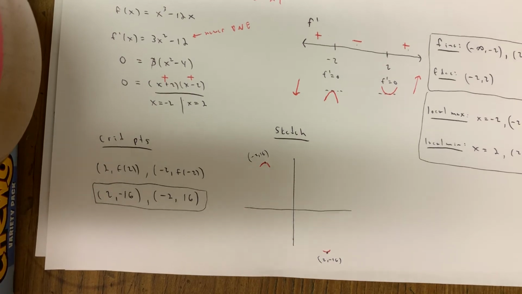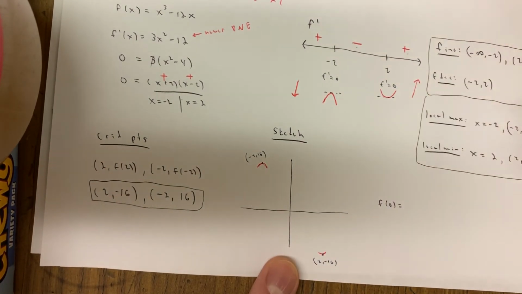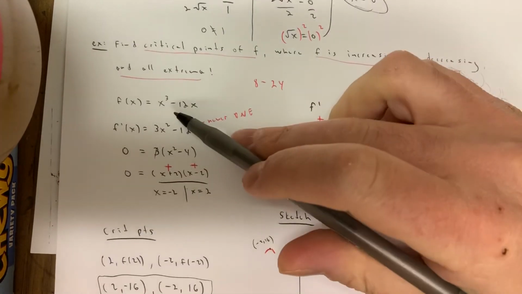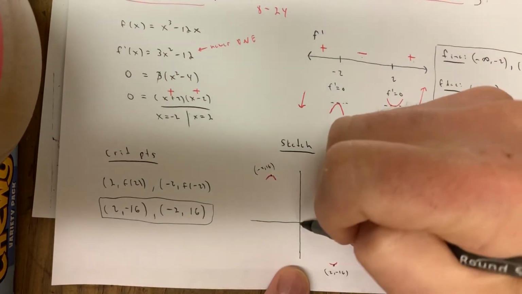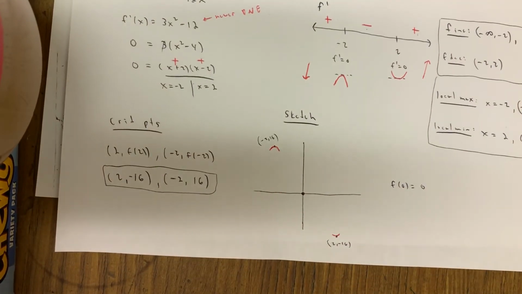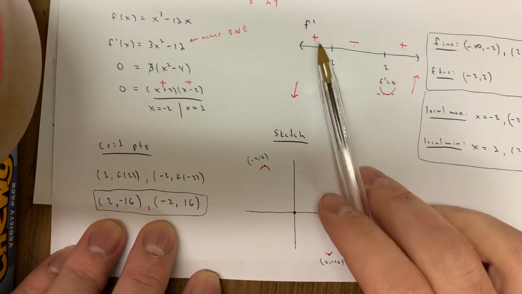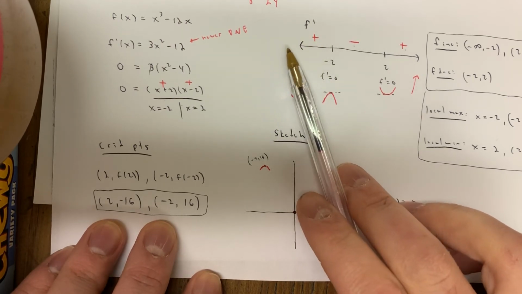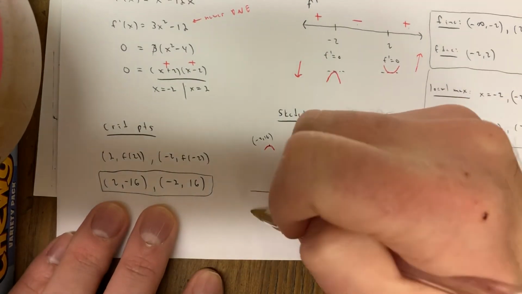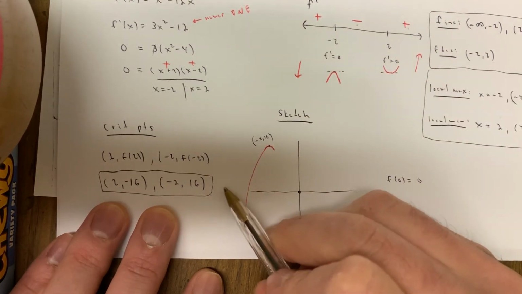We also might want to get a y-intercept just for kicks and giggles, right? Let's do f of 0, which is going to give us 0. If you plug 0 back into the original function, that means 0, 0 is a point. That's an easy point to plot. And look what happens here. We know that because f prime is positive, f is going to be increasing from negative infinity to negative 2.